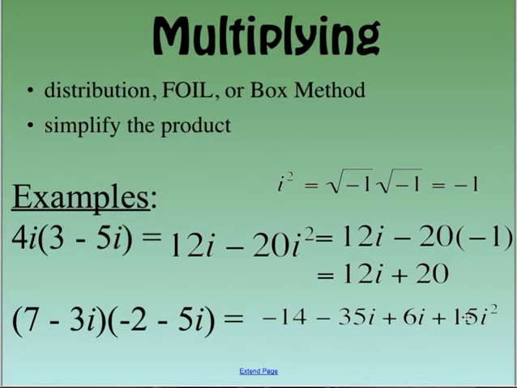Now this isn't simplified, it's not in standard form yet, so I'm going to combine like terms. My -35i and 6i is going to equal -29i. And then don't forget, i squared is the same thing as -1. So -14 minus 15 would give me -29. So my final answer is -29 minus 29i. And that's written in standard form, and my answer is simplified as much as possible.